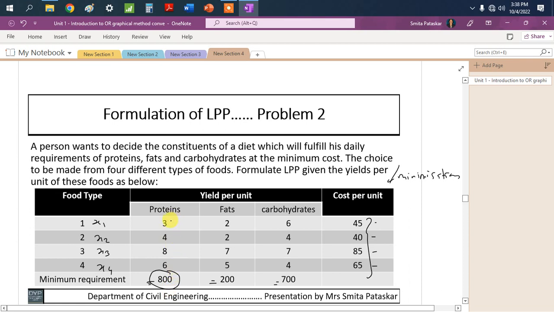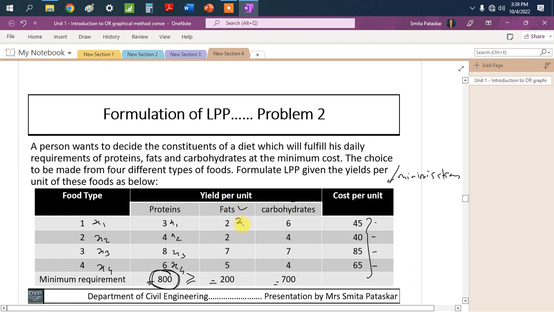So it will be 3x1 plus 4x2 plus 8x3 plus 6x4. Minimum is given as 800, so it has to be greater than or equal to, the sign has to be greater than or equal to. Similarly you can do for fats and carbohydrates.